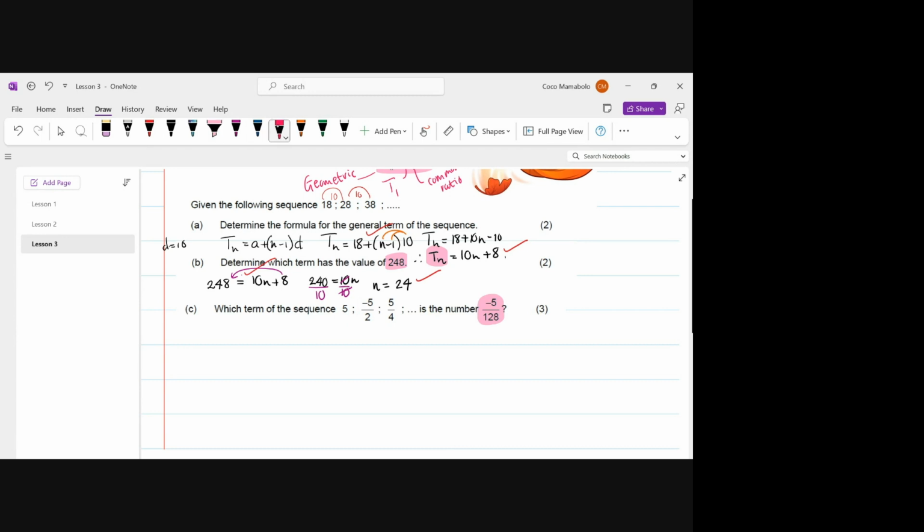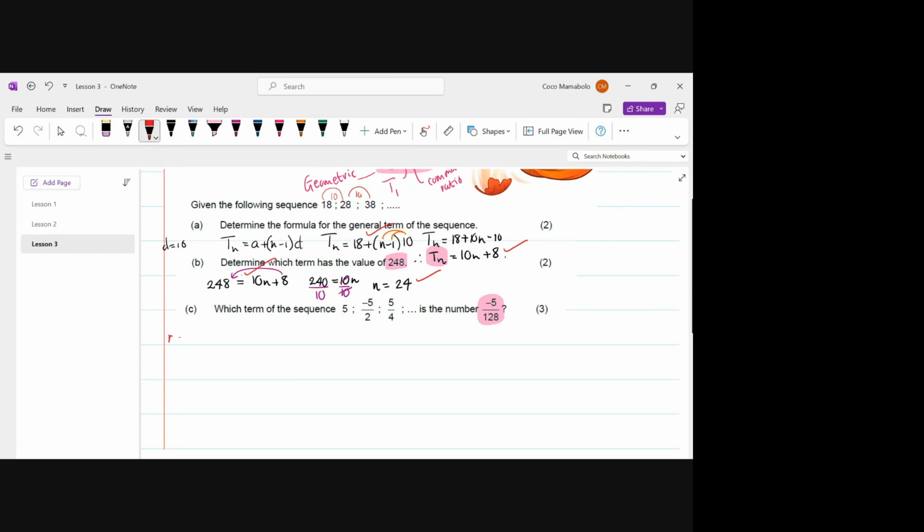Now, if I take these two things and I minus them from each other, -5 over 2 minus 5, that's going to give me -15 over 2. And if I take 5 over 4 minus -5 over 2, that's going to give me 15 over 4. And that is not a common difference. So I can't minus these two to find a common difference. Let's look for a common ratio.